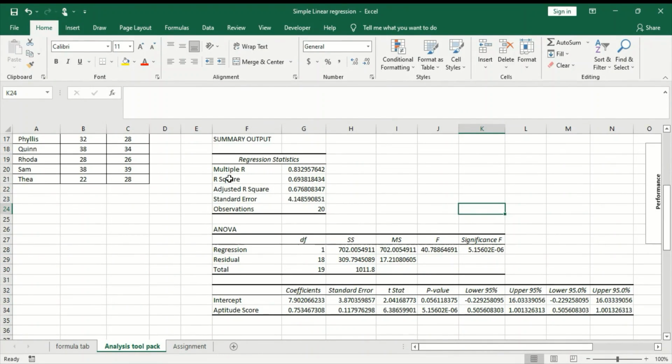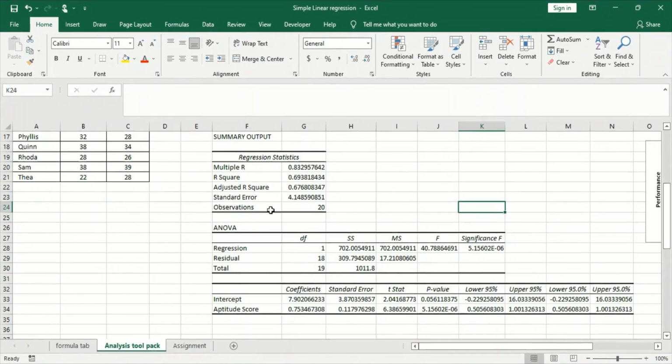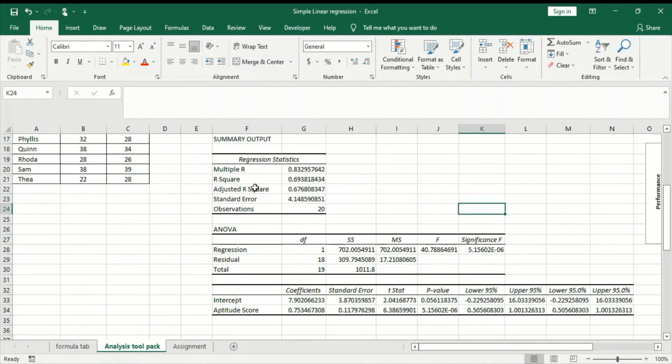Now, our multiple R, what does it tell us? This is just a correlation between them. It tells us how related the first data and the second data are. The maximum relationship is +1, and it can range from -1 to +1. If it's 0, there's no relationship. From here we are seeing about an 83% relationship. In our next class, we're going to be doing correlation, so you'll understand more about this.